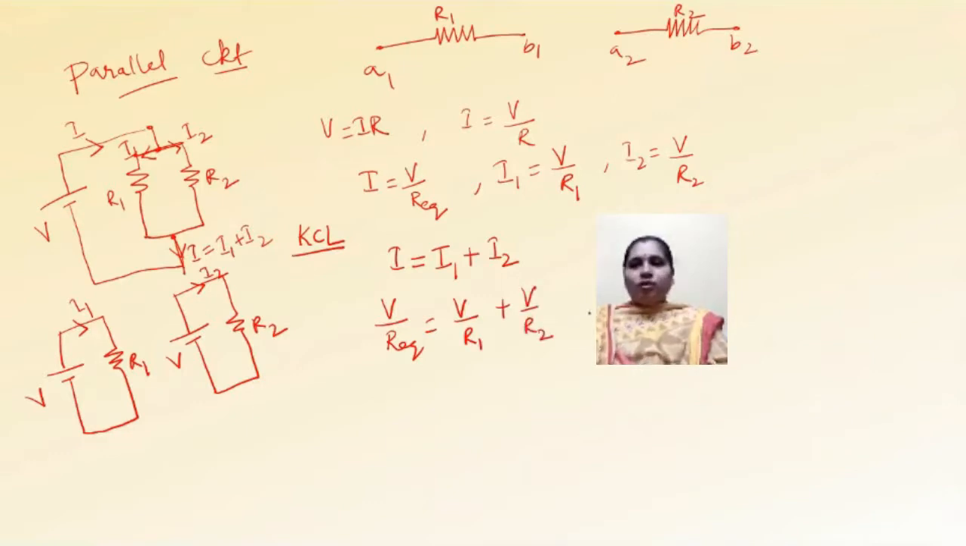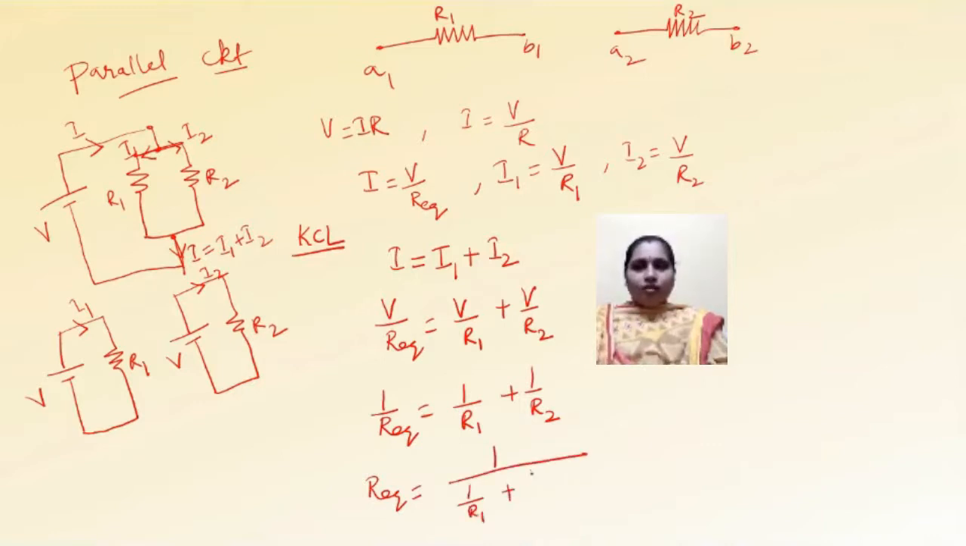Right. As the voltages are common, we get 1 by R equivalent equals 1 by R1 plus 1 by R2. Now if I want R equivalent, then what do I need to take? The reciprocal of the total value. Okay, so this is the formula for equivalent resistance in a parallel circuit.